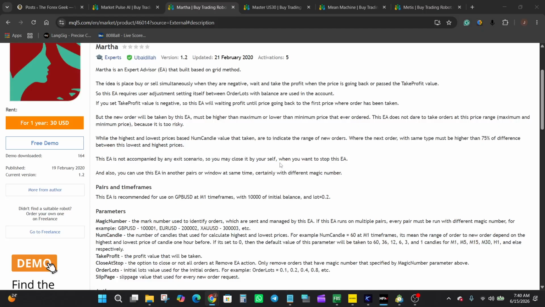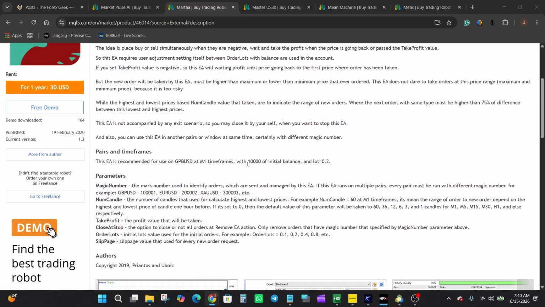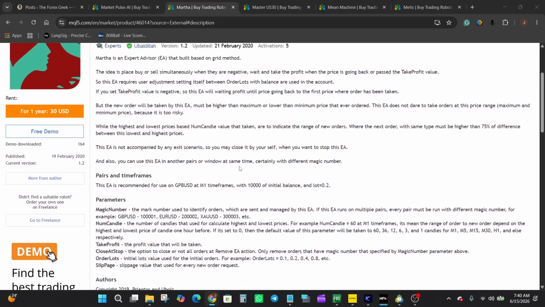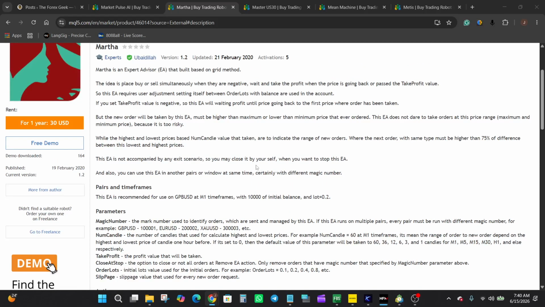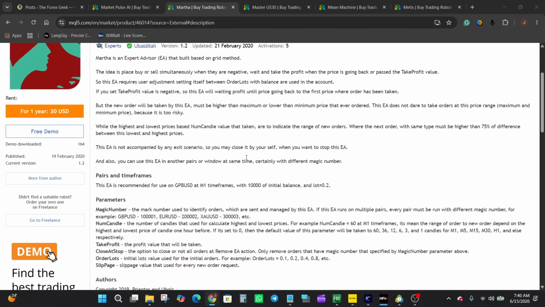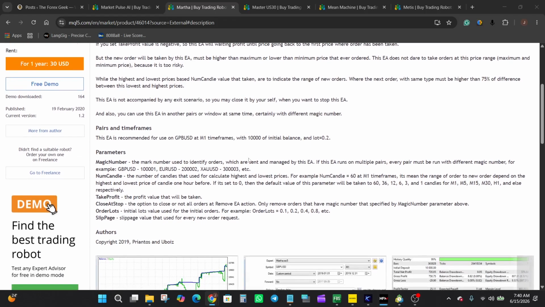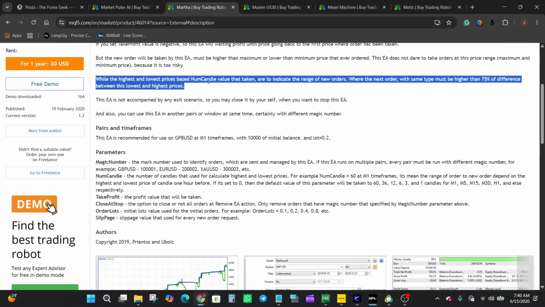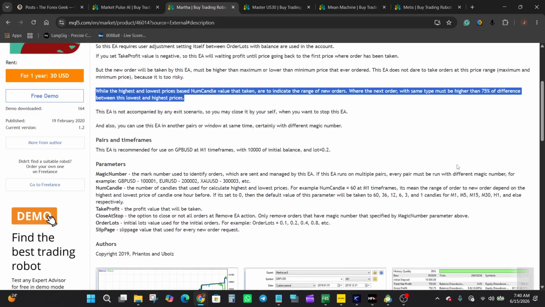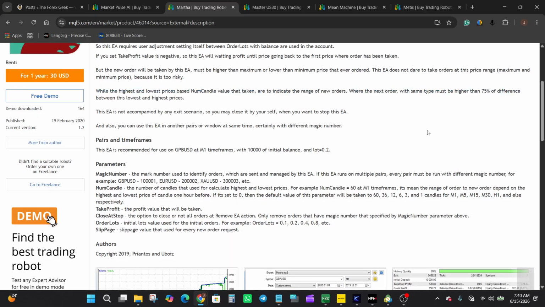So the developer also explains that the EA uses a parameter called norm candle. All right. And it calculates the highest and lowest prices over a selected number of candles. This range is then used as part of the decision-making process for future order placement. All right. And the flexibility of this setting allows traders to adjust how much historical price activity is considered.